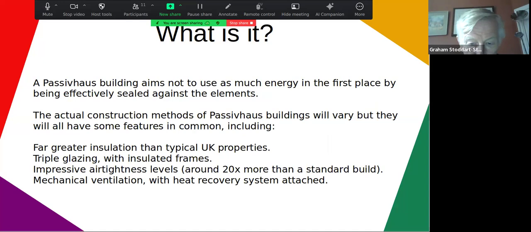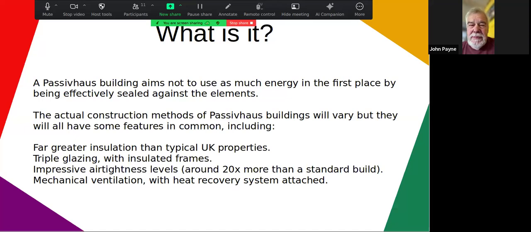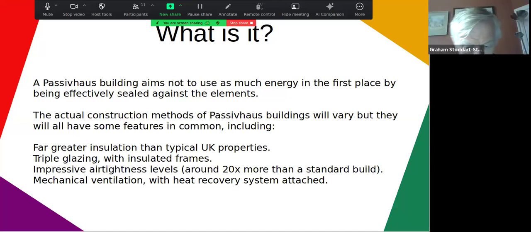So there's no particular construction methods that you have to use, but you have to meet the common features of much greater insulation than is typical. And we started the meeting today with somebody saying they got 300 millimeters of insulation all over their house. So we'll see how that compares with PassivHaus. More than 20 times the air tightness levels than you get in most UK houses. But that means you've got to have a ventilation system that keeps the air circulating just to make sure that there's fresh air coming into the house through all that air tightness.